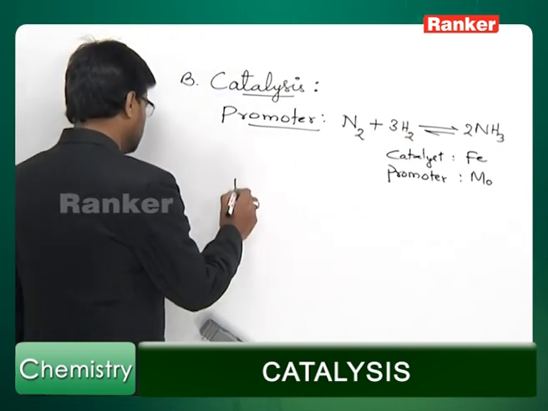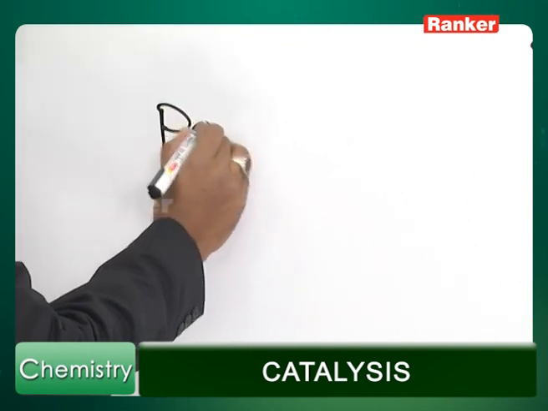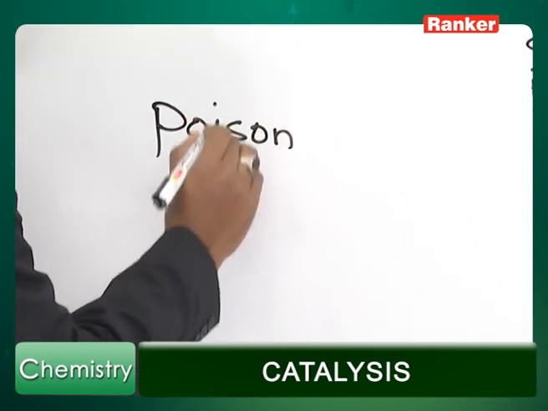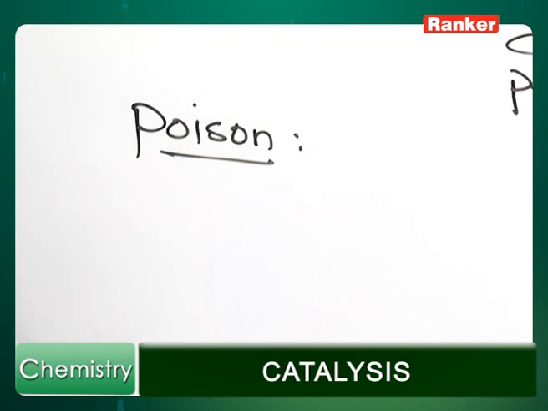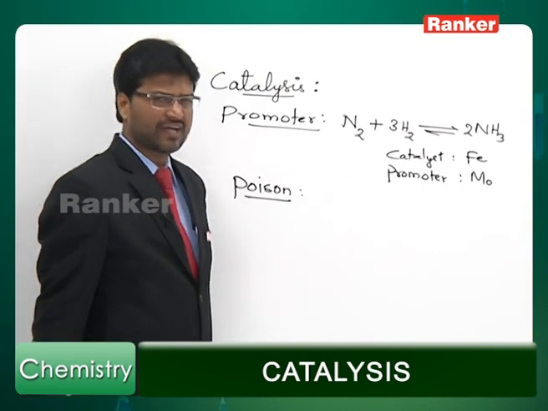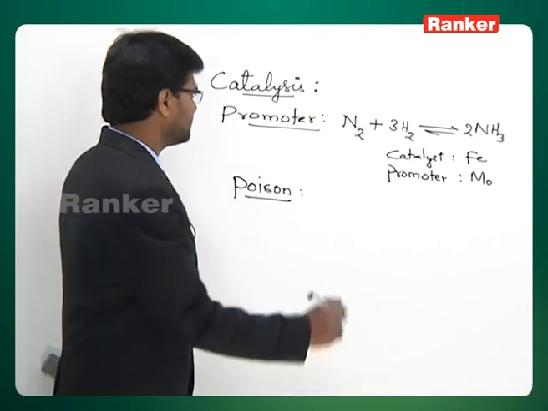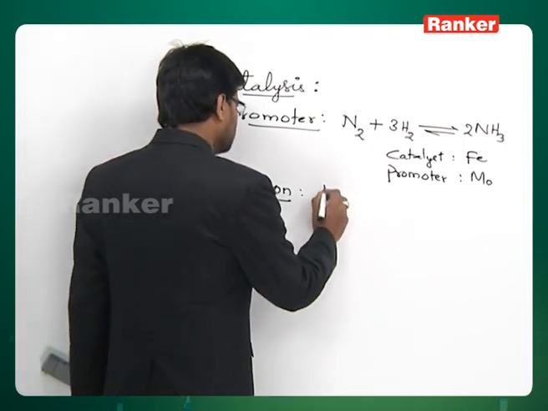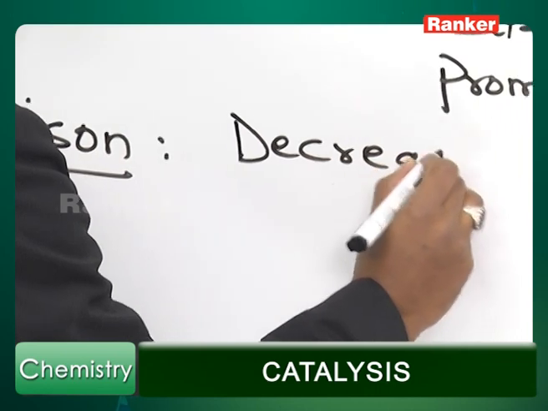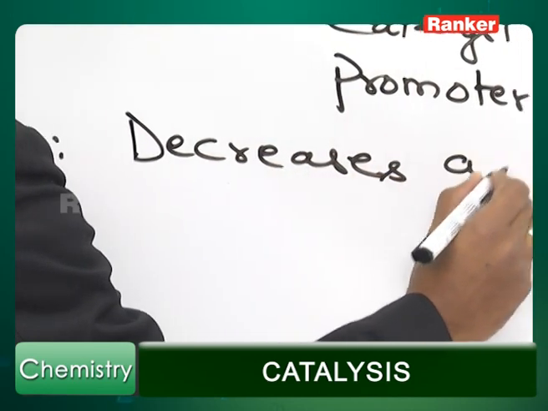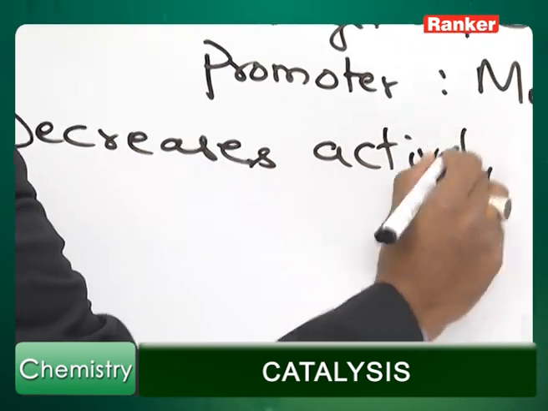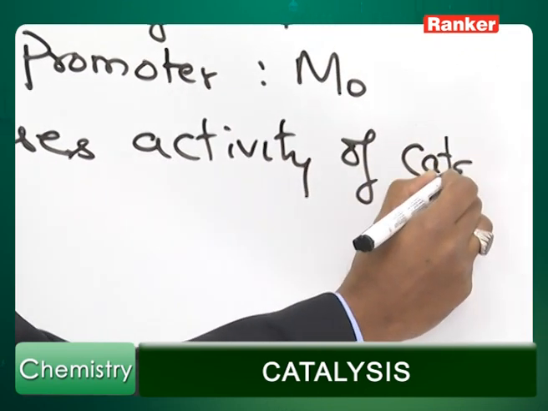Now, another term, poison. This is a substance which decreases the activity of catalyst. It decreases the activity of catalyst.